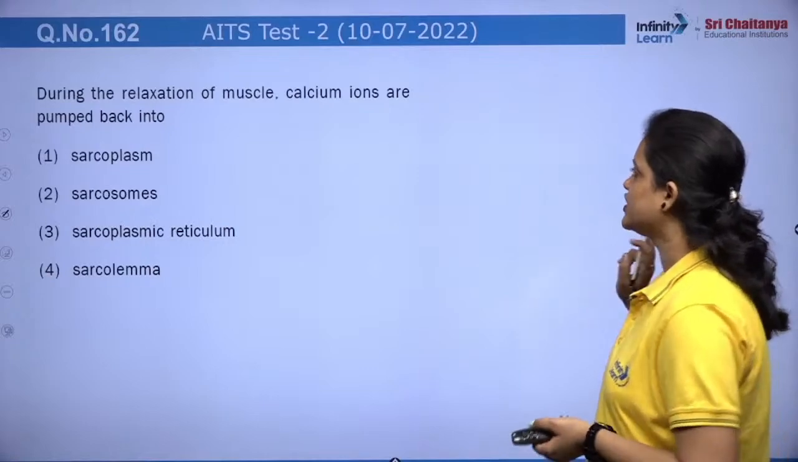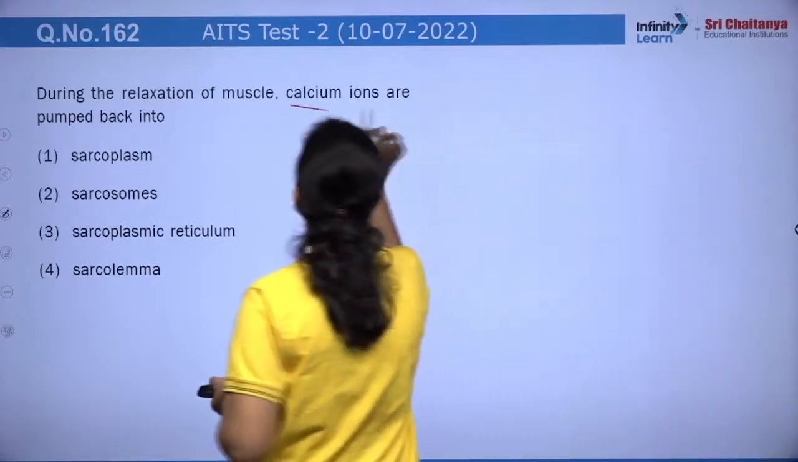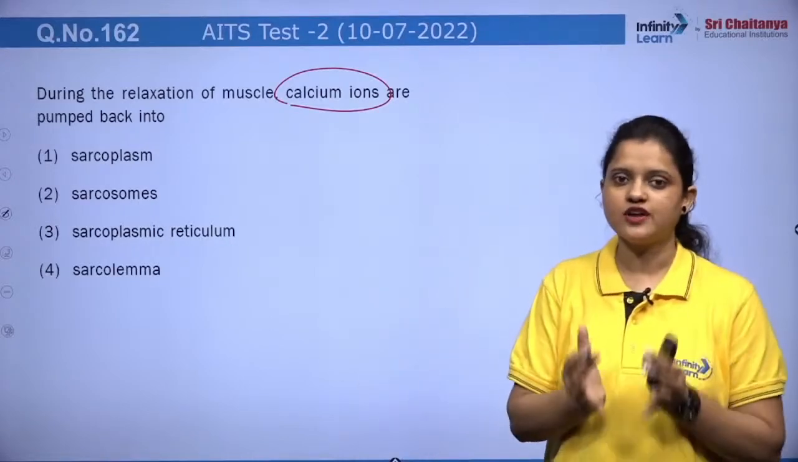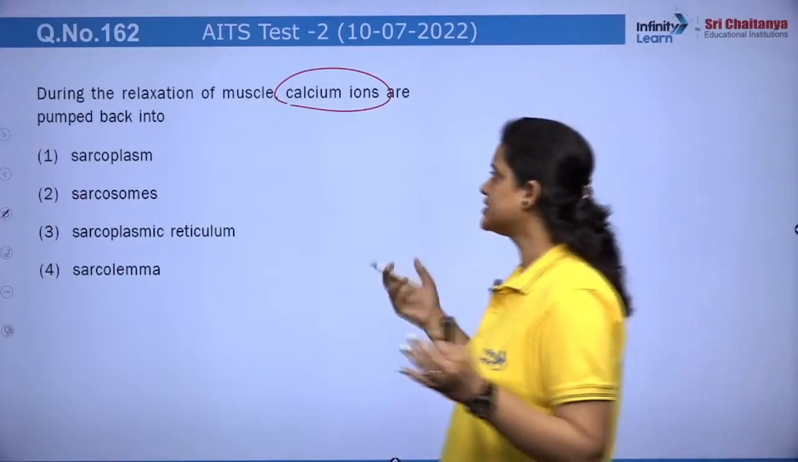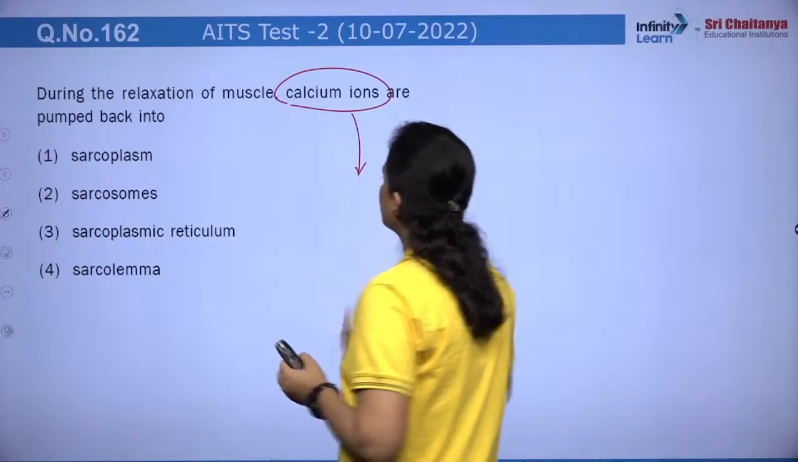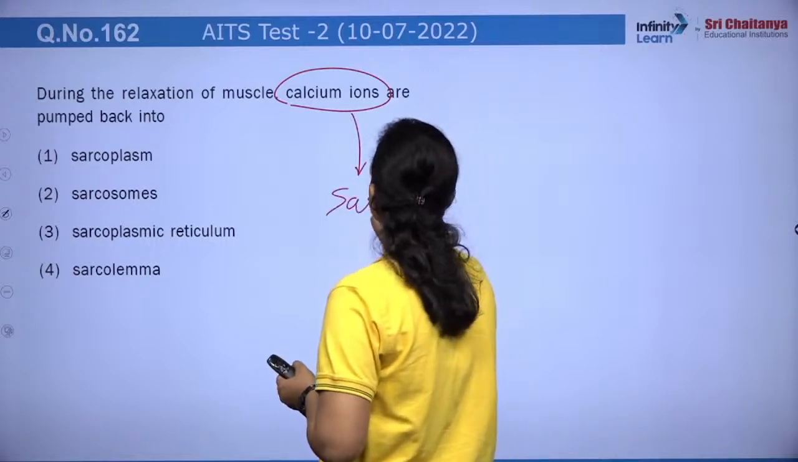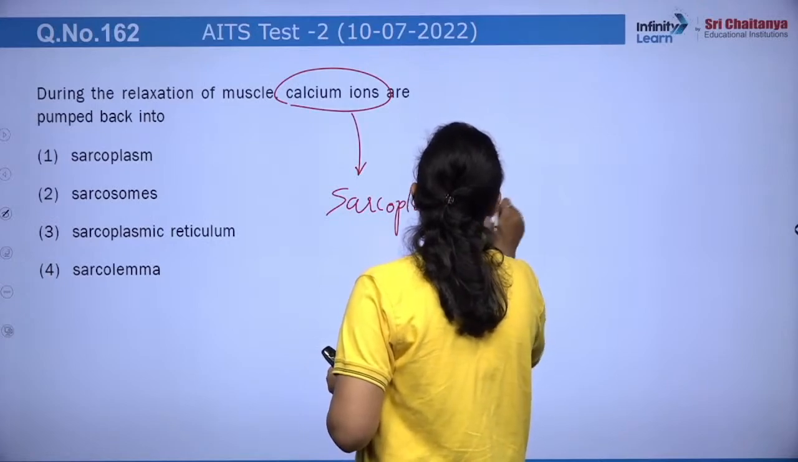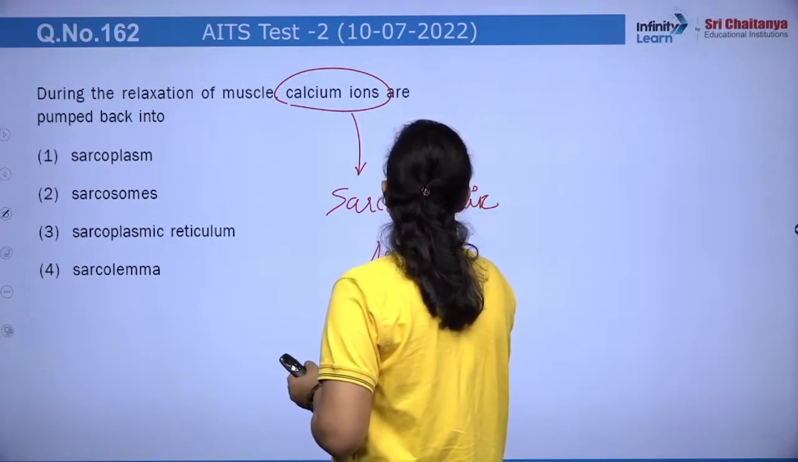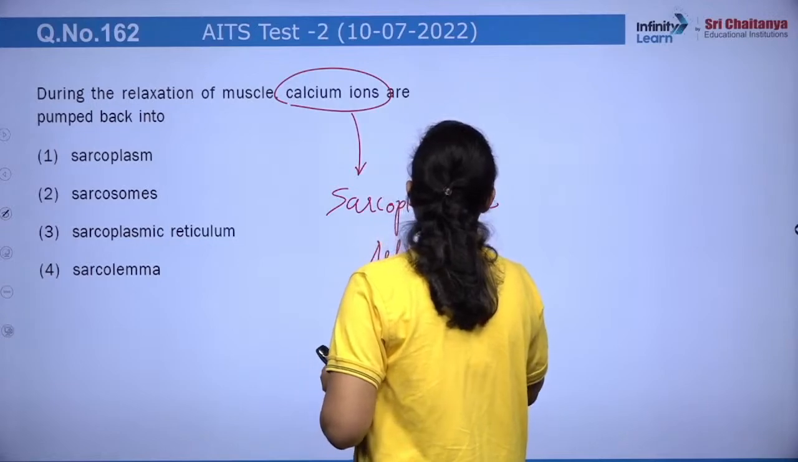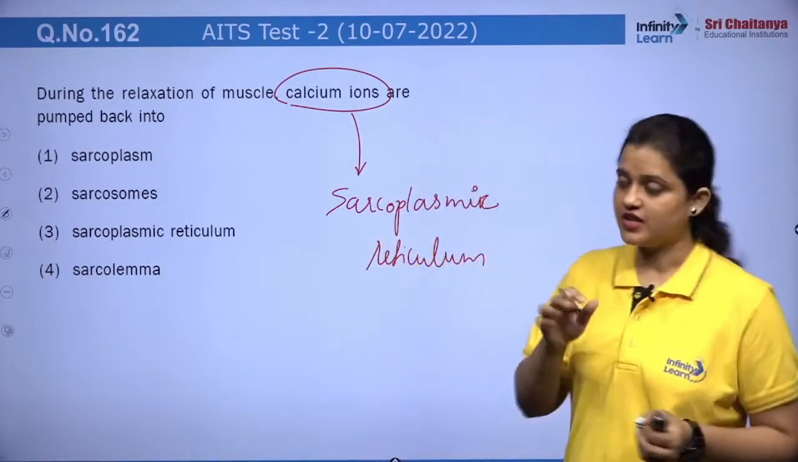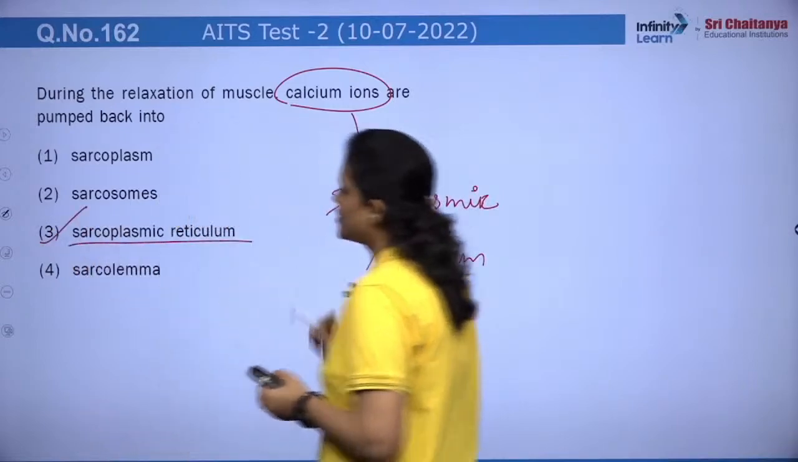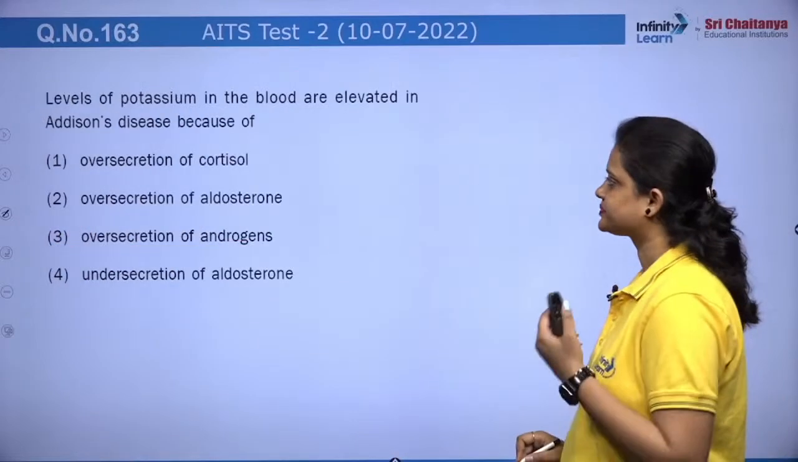During the relaxation of muscles, calcium ions are pumped back into. We know calcium ions are very important for contraction of muscle. After they are utilized in the muscle contraction, they will go back to the sarcoplasmic reticulum, which are reservoirs of calcium ions in the muscle tissue. So they will go to sarcoplasmic reticulum.